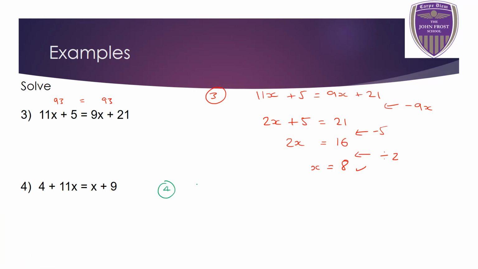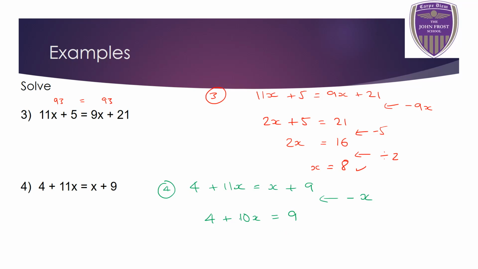Next one. So 4 plus 11x equals x plus 9. So the order that this is written is slightly different this time, but we still work it out in exactly the same way, so don't let that confuse you. Okay, we've got 1x on this side, 11x on this side. The 1x is the smallest, so we subtract it. Okay, so on this side now, the 4 stays the same. Okay, 11x minus x is now 10x, isn't it? This x became 0, plus 9 is 9.